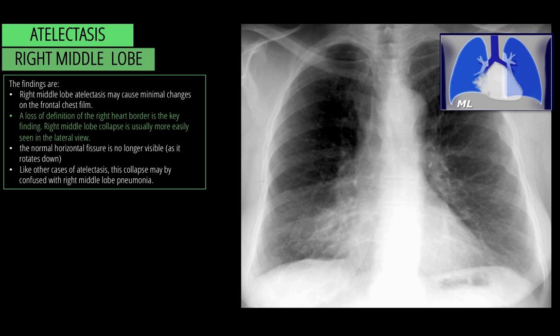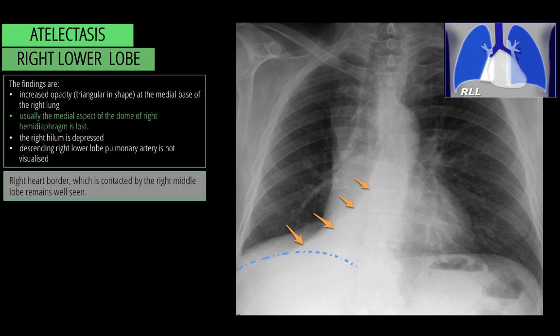This is a difficult case because, like other cases of atelectasis, the collapse may be confused with a right middle lung pneumonia. Accordingly, a lateral radiograph may be more informative. In the scan, we can see a collapsed right lower lobe, as indicated by the orange arrows. This is going to result in a triangular opacity within the posterior medial part of the right hemithorax.